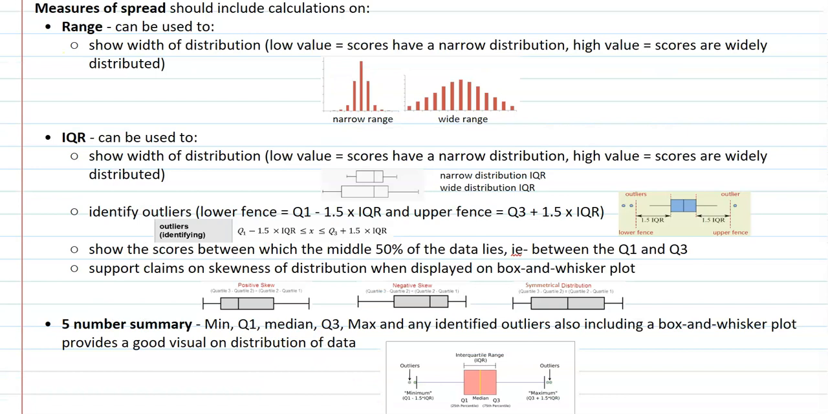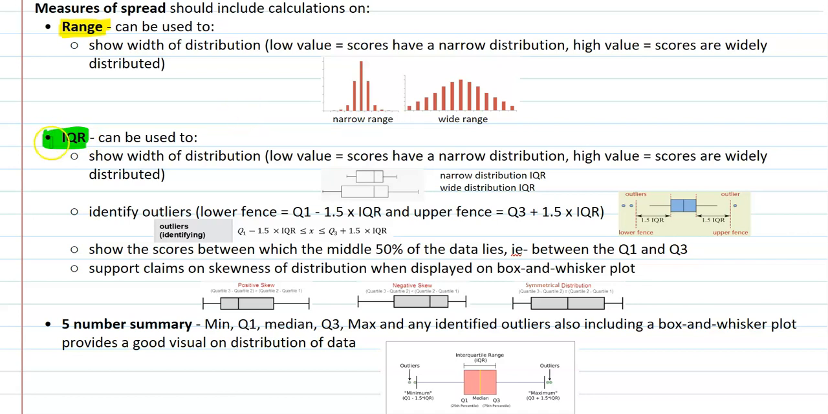When you're analysing your measures of spread, you should include calculations on your range. So remember, that's the highest score minus the lowest score. And this can be used to comment on the width of the distribution. So if we have a narrow range compared to a wider range of values, that's something we can talk about. You should talk about the IQR, interquartile range.